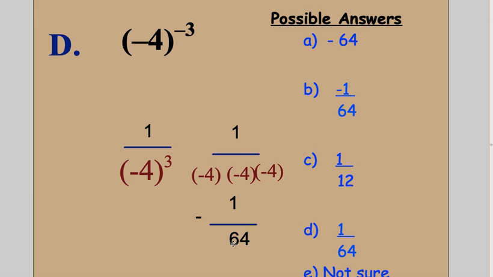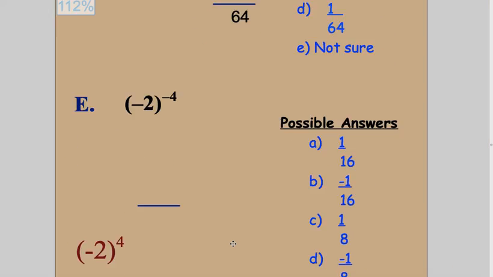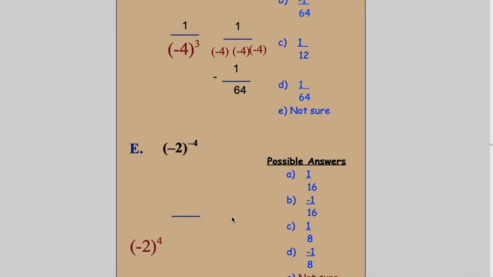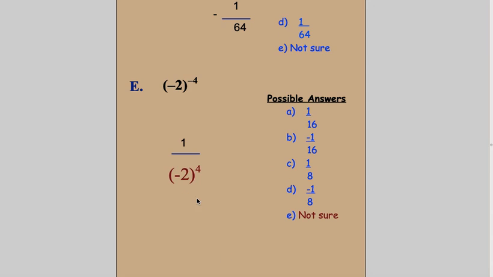Last one's coming up. Hopefully you can pause and get the correct answer for this one, and then check to see what I did. This one right here, we got negative 2 to the negative fourth power. How do I make that negative exponent positive? I drop it to the denominator, and I put it underneath 1. From there, I'm going to remember that I have a 1 as my numerator, and then I'm going to take the negative 2 right here, and I'm going to have it, I believe, 4 times on the bottom.